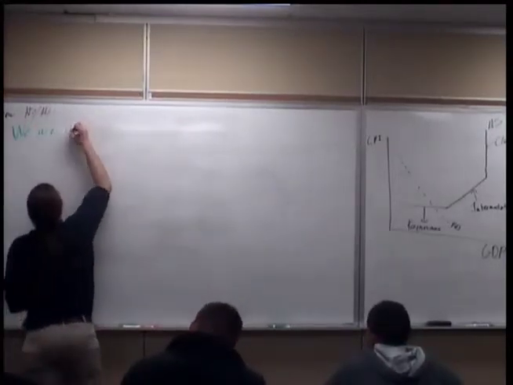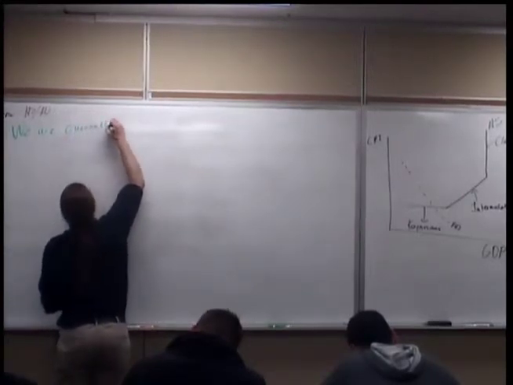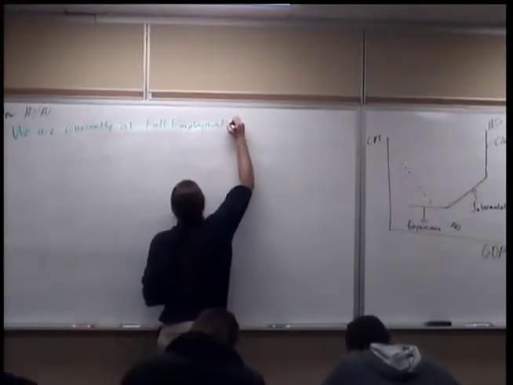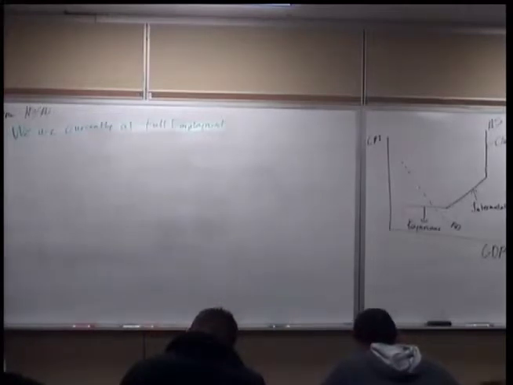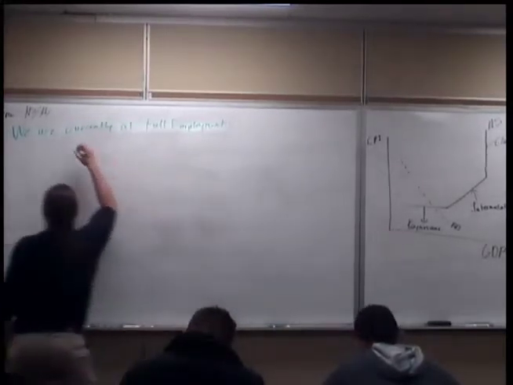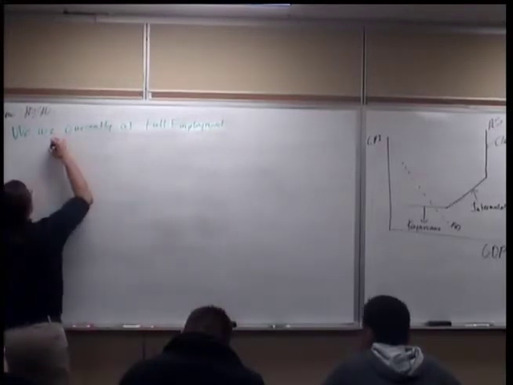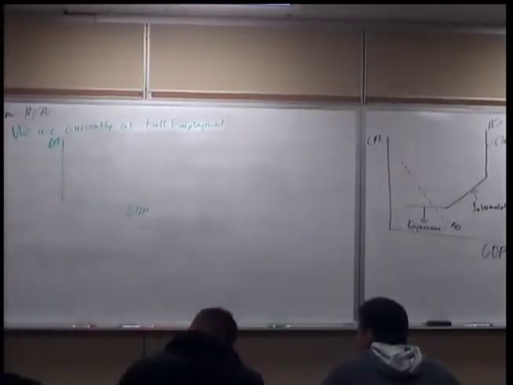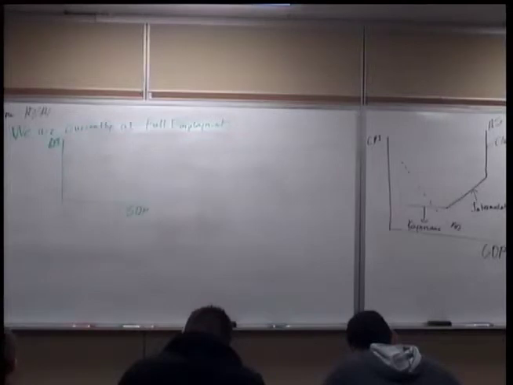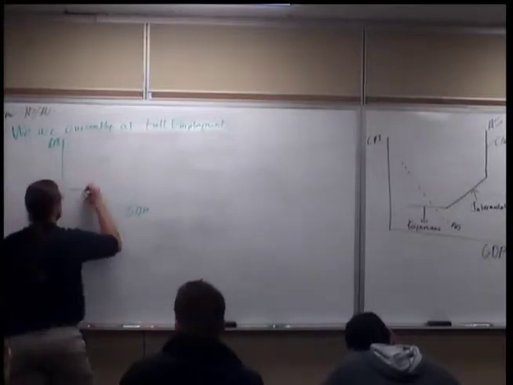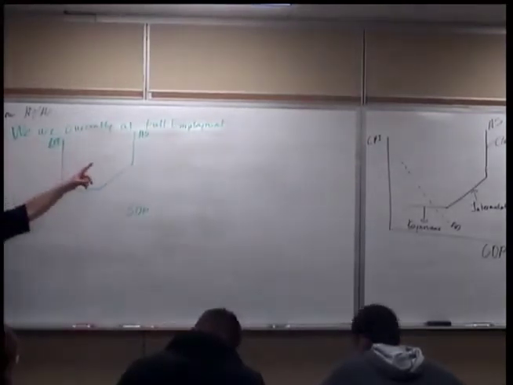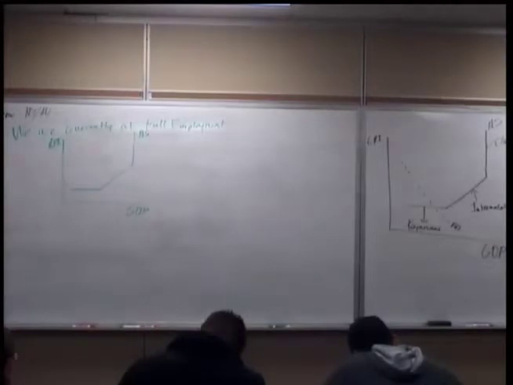We are currently at full employment. So you know we're in the classical range. Now the question is, how do you draw it? When you're drawing aggregate supply and aggregate demand, folks, you must always draw aggregate supply first. You have to. So here's aggregate supply, and again, the state of the economy drives where aggregate demand hits aggregate supply.